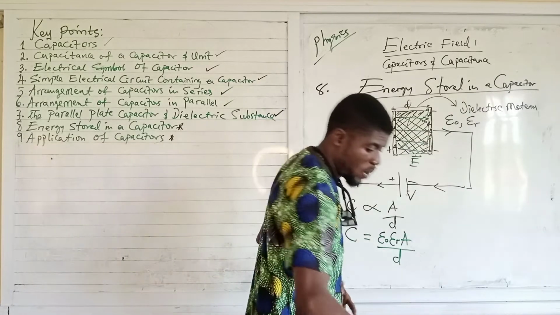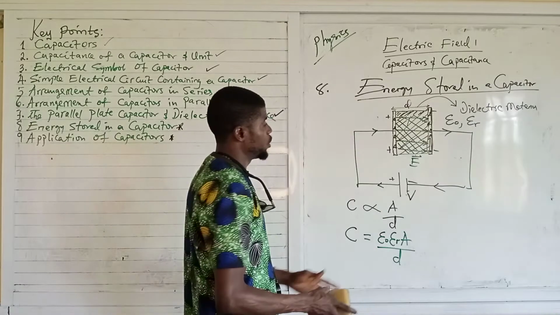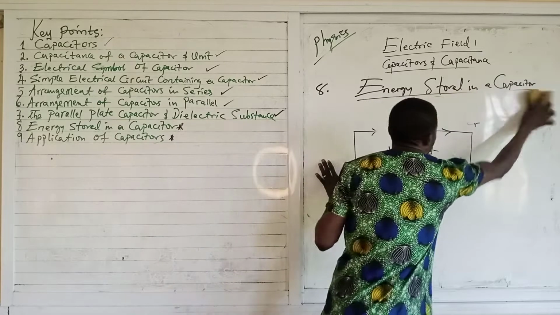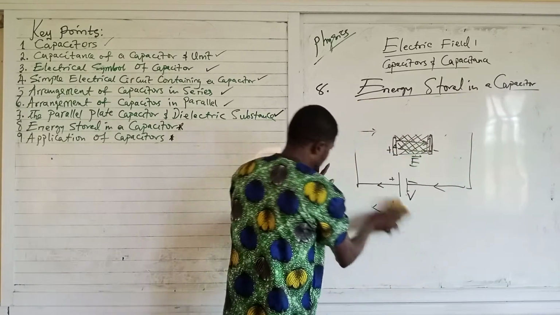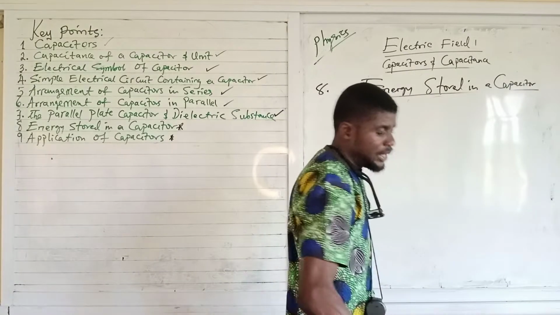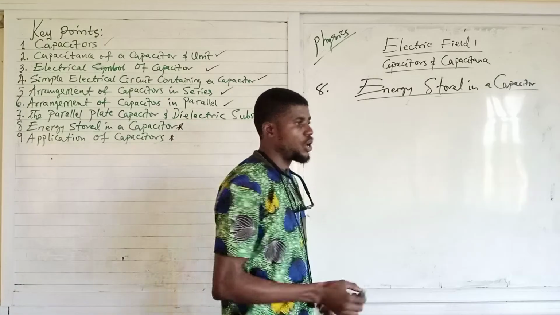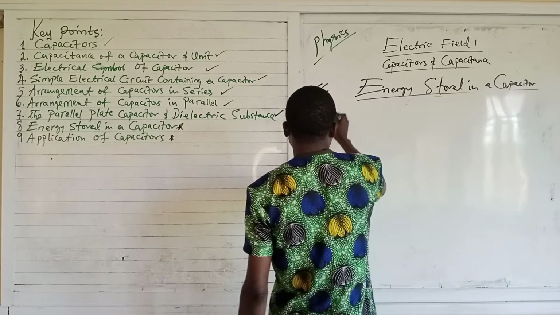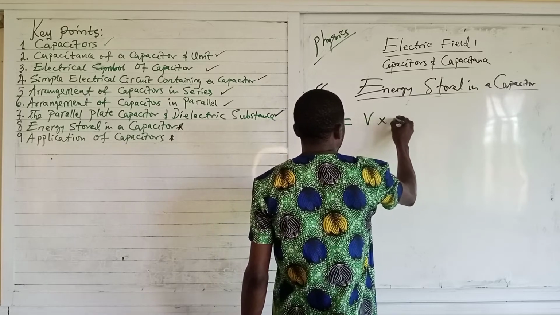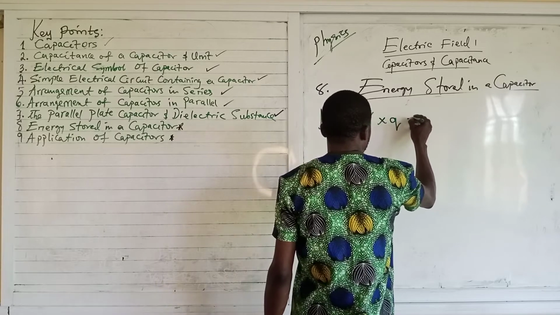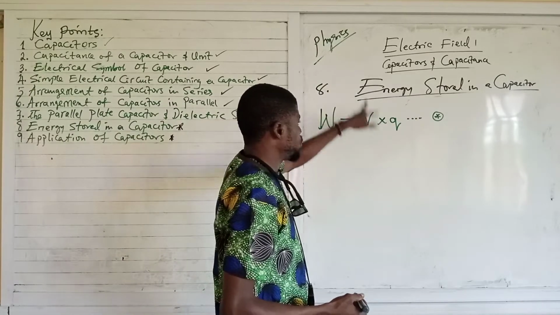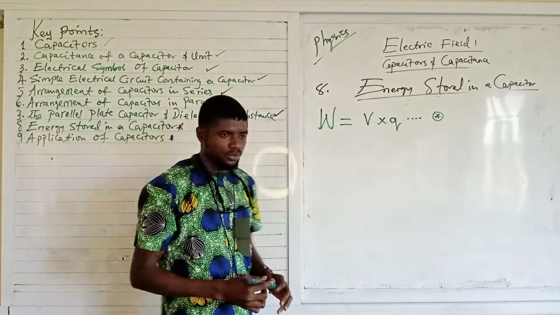So in today's video, we want to look at the energy stored in a capacitor. Go back and watch the other videos and you get more understanding of what I just explained. The energy stored in a capacitor is given mathematically as W is equal to V times Q. Call this equation star, where V is the potential difference in the capacitor.